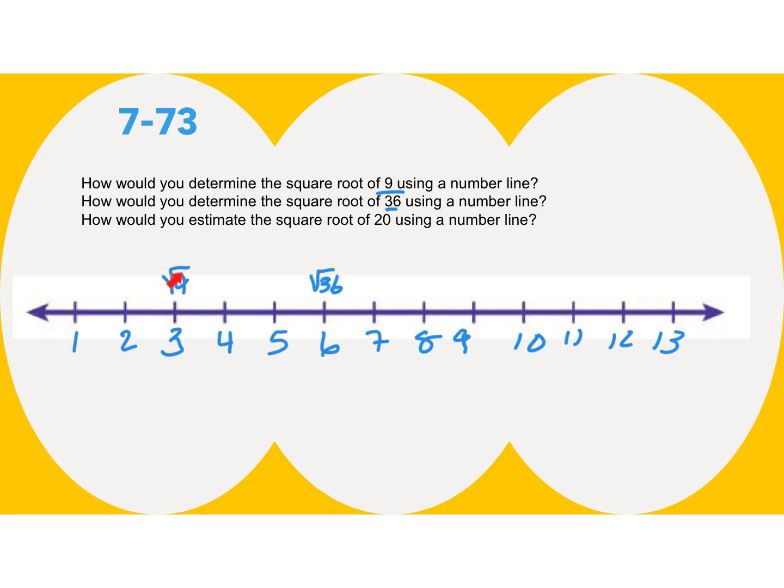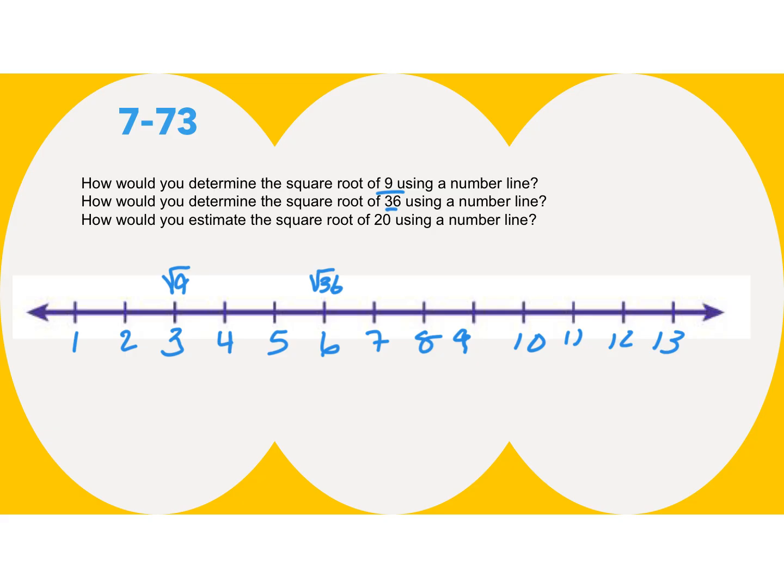So 3 times 3 gives us 9. So that's how I can put the square root of 9 above 3. They're the same number. 6 times 6 is 36. So the square root of 36 goes back to 6. They are the same number on the number line. So how would we plot, where would the square root of 20 be?